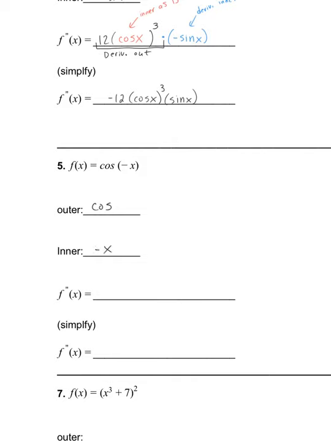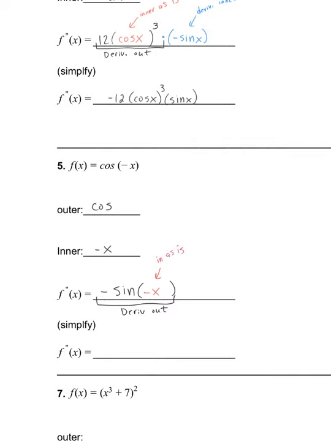All right, first step. We take the derivative of the outer. The derivative of the cosine is negative sine. And always put in a blank set of parentheses. That is the derivative of the outer. Second step, we plug in the inner as is right in there. So my inner as is negative x. So that's where that goes.